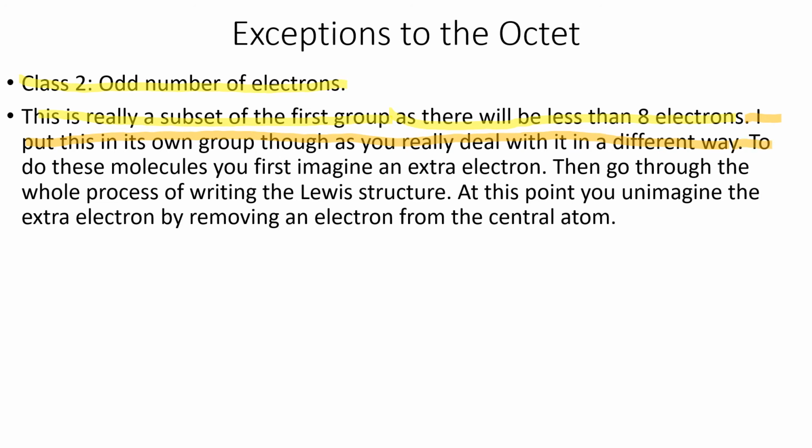So to do this, what you do is you first imagine an extra electron. You literally add an electron that's not there. And the reason you do that is because then you can go through the whole process just like any other Lewis structure. And then at the end, what you do is you unimagine that extra electron by removing it from the central atom. And we'll show you how that works with an example.